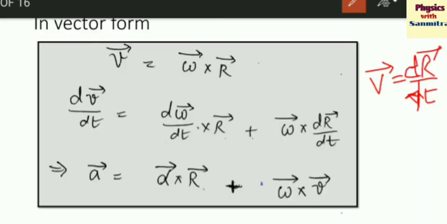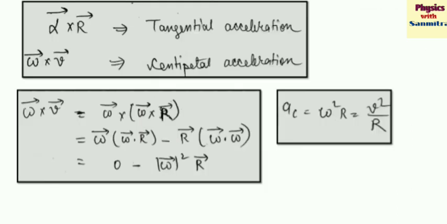This omega cross v, I can say it is centripetal acceleration. Centripetal means towards the center. It is constantly pulling towards the center. Now see, alpha cross r I have already said, that is tangential acceleration. r is the position vector, alpha cross r, and omega cross v, that is centripetal acceleration.